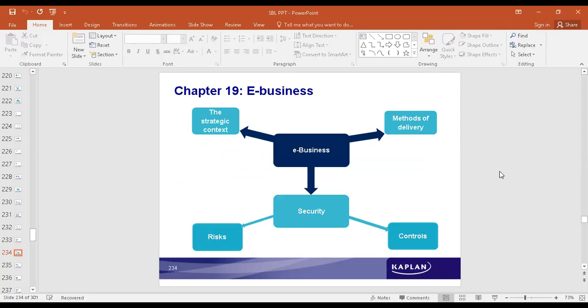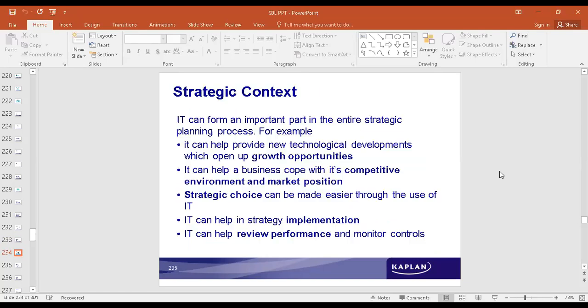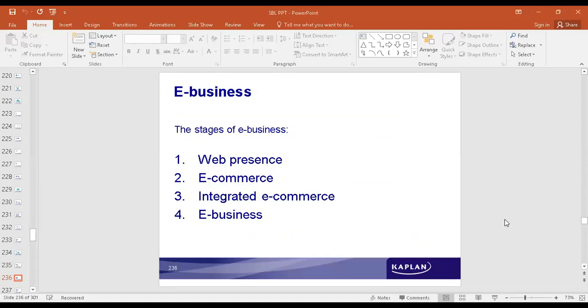Then we have also started with the concept of e-business. Under e-business, what's the strategic context of that? It is how IT would be helpful in the business. It opens up growth opportunities. It helps with the competitive environment and market position. It can help the business manage its activities. There are strategic choices that are easy to adopt because of IT. At the time of implementation and performance review also, IT helps the organization.